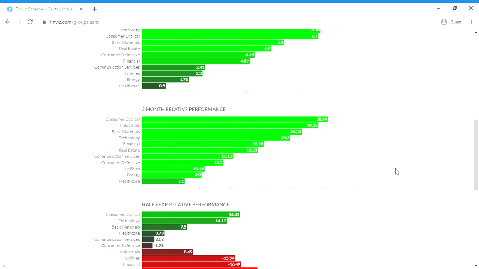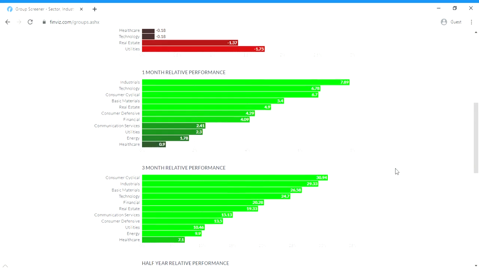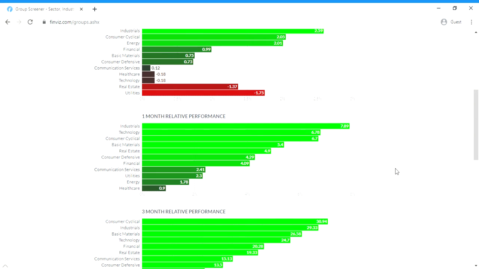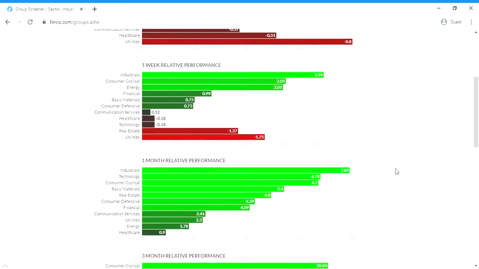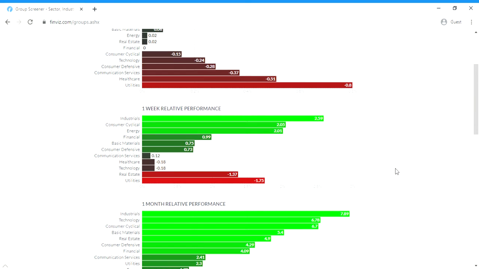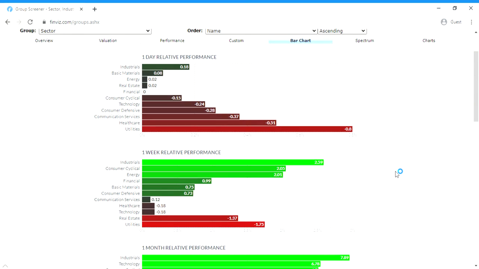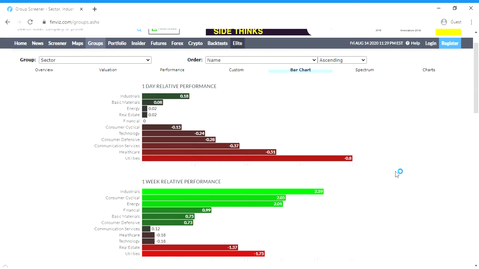So we got consumer, industrial, basic materials, tech. 1 month relative performance: industrials, tech, consumer, basic materials. So 1 week performance, we got industrial, consumer, energy, and financial. Technology lost some of its mojo, and basic materials lost some of its momentum. So going up here, we've got industrials and basic materials on top again.